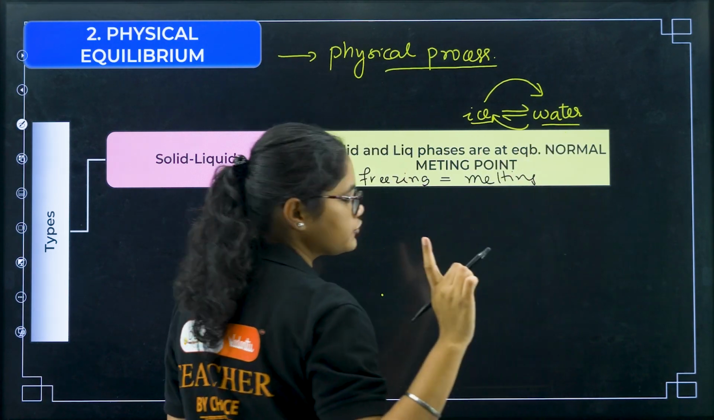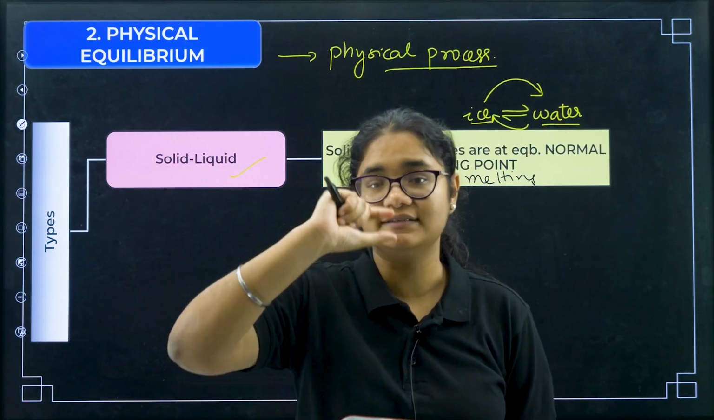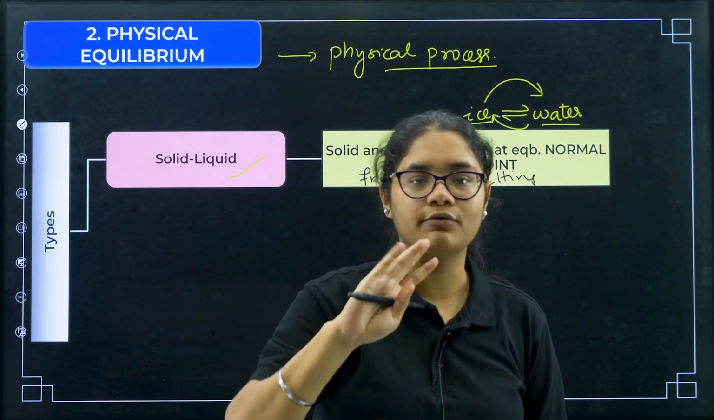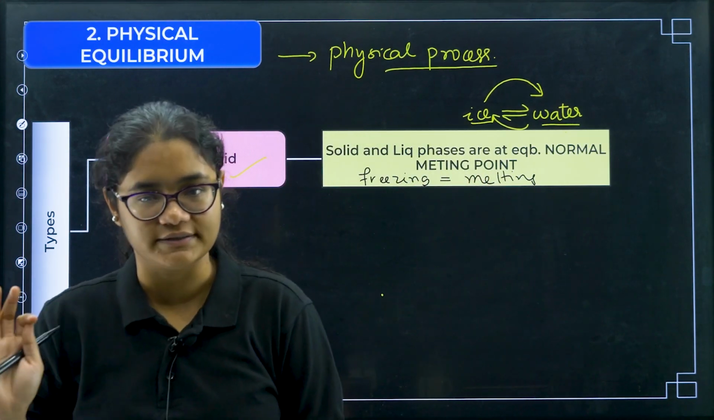Okay, two opposite processes should be equal. If 2 molecules of ice are melting to give you water, 2 molecules of water should freeze to give you ice, and then both the water and ice concentration will remain constant.